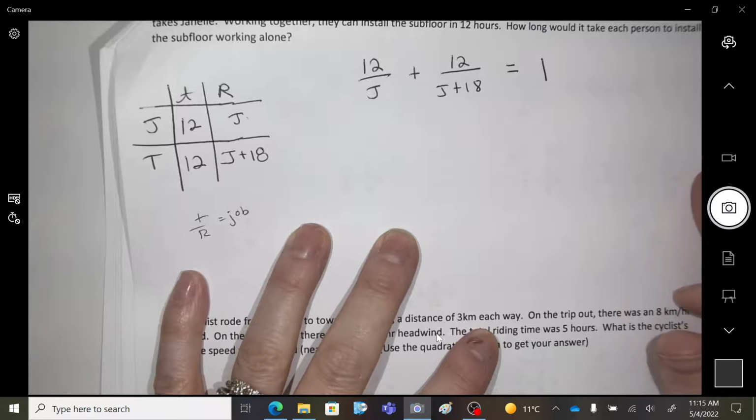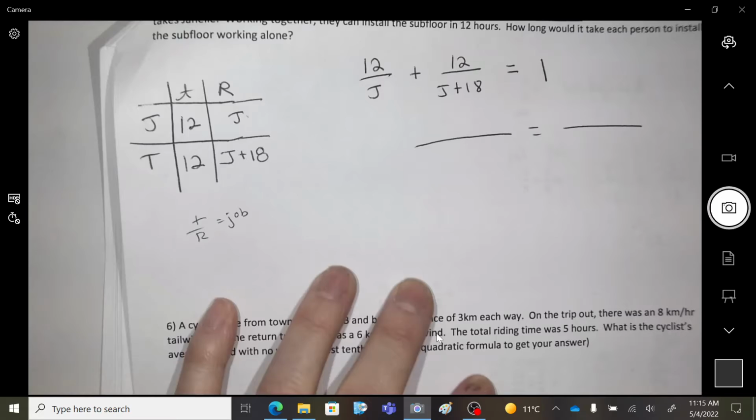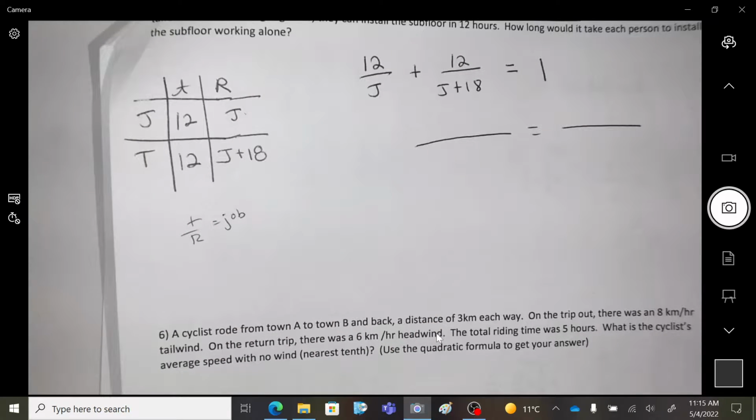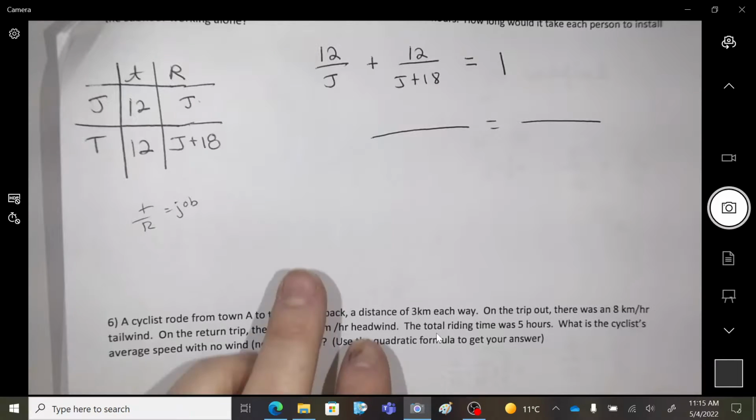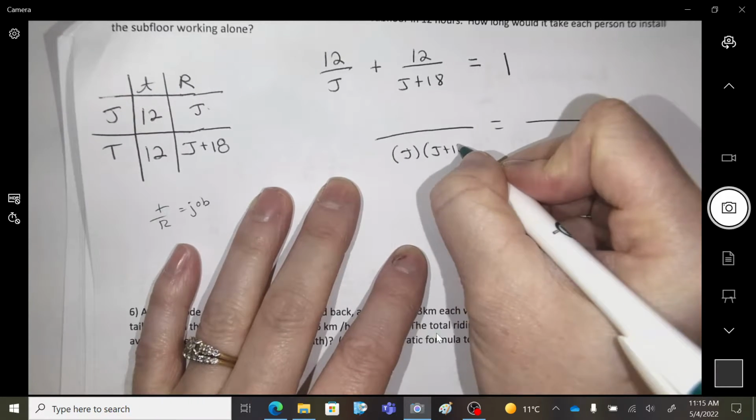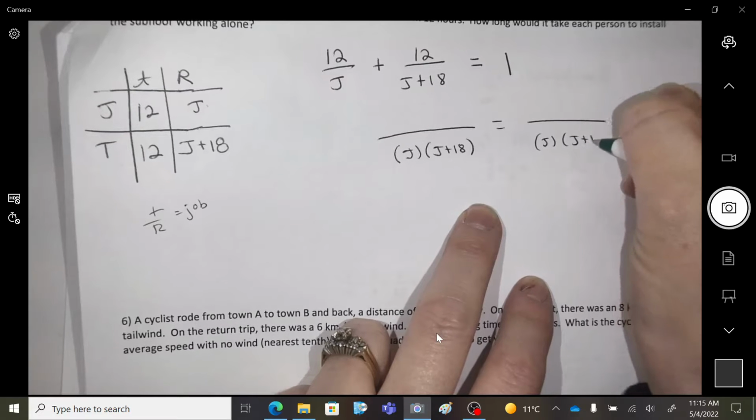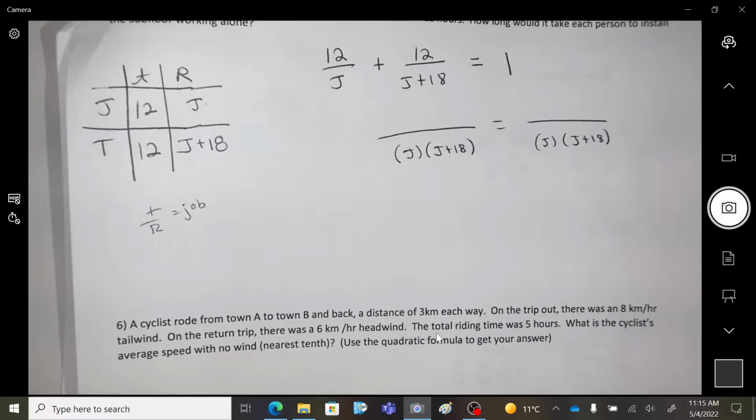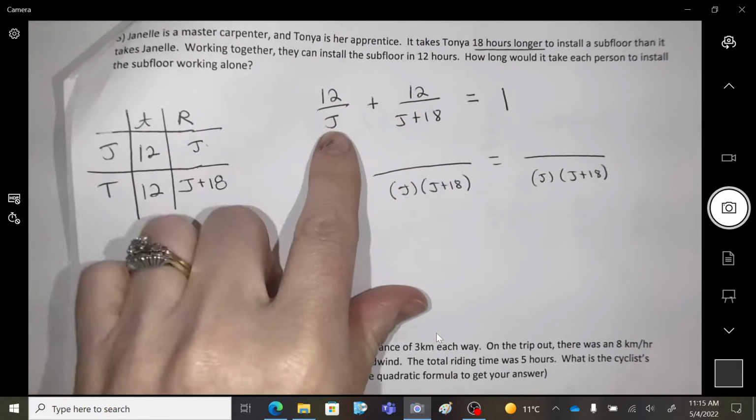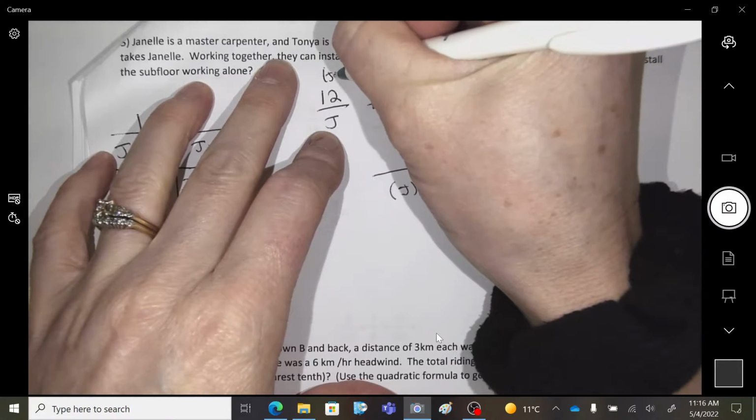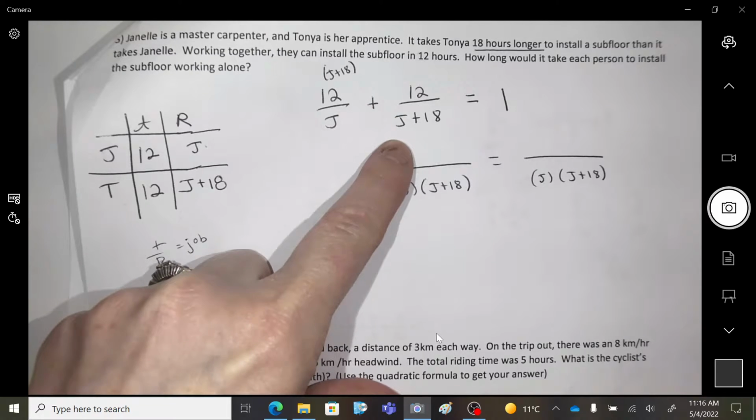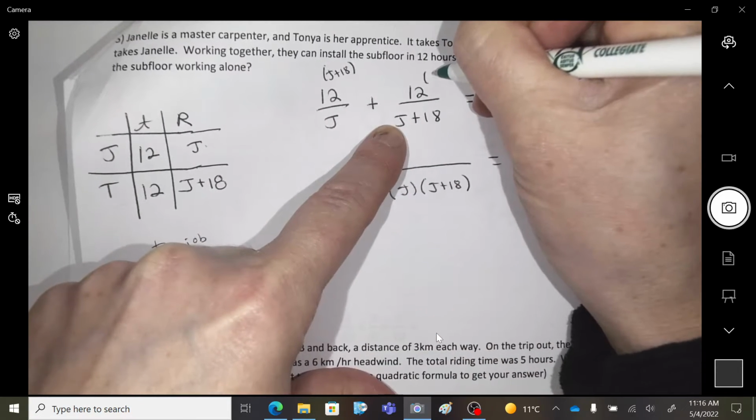Cross multiply or common denominator would be my next thought. So common denominator. Because I have three fractions, not a 1-1. Okay, what do I all need as multipliers? I need a j and a j plus 18. Right? I need those two factors. So that's the common denominator. And what am I going to multiply this fraction by? I'm going to have to multiply it by j plus 18. What am I going to have to multiply this fraction by? A j.